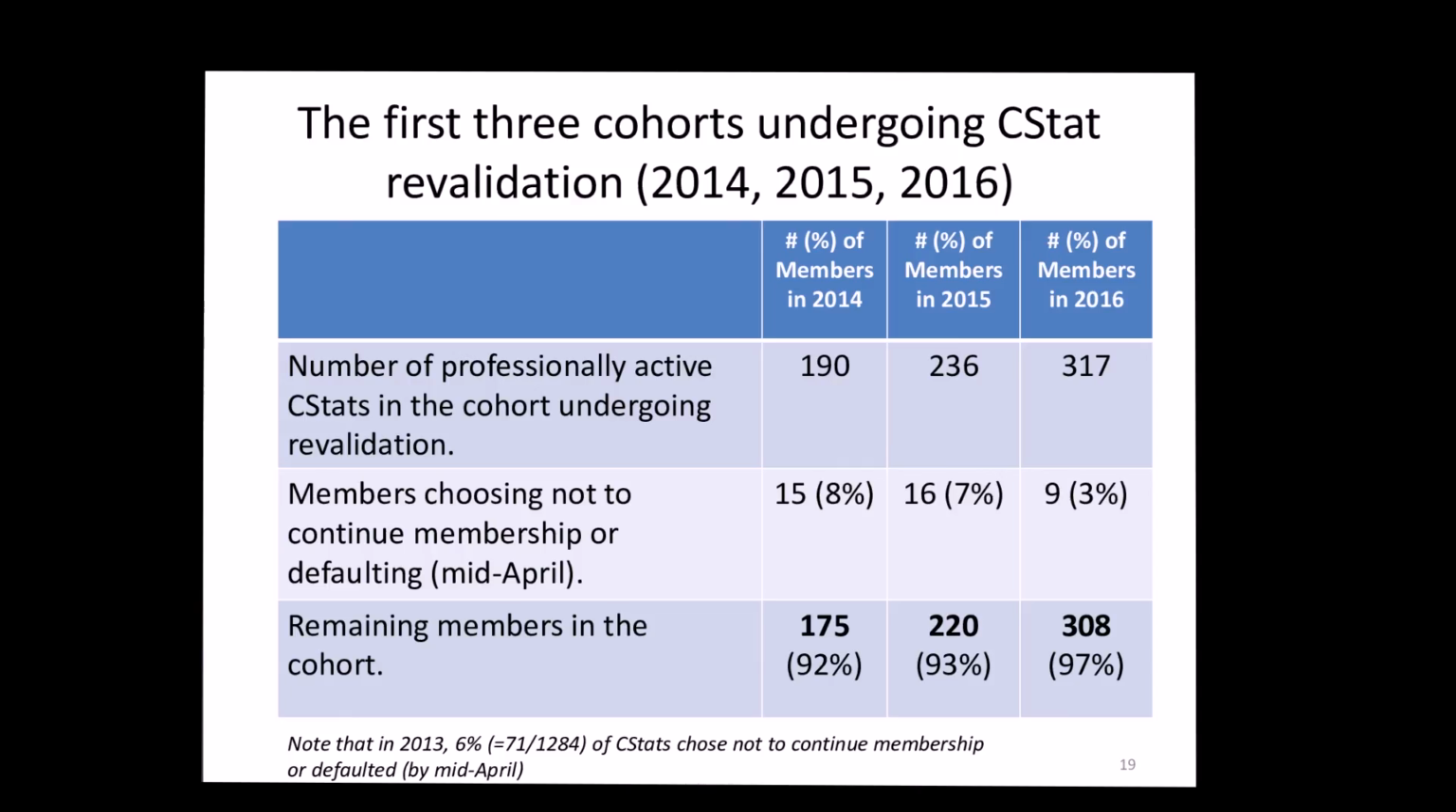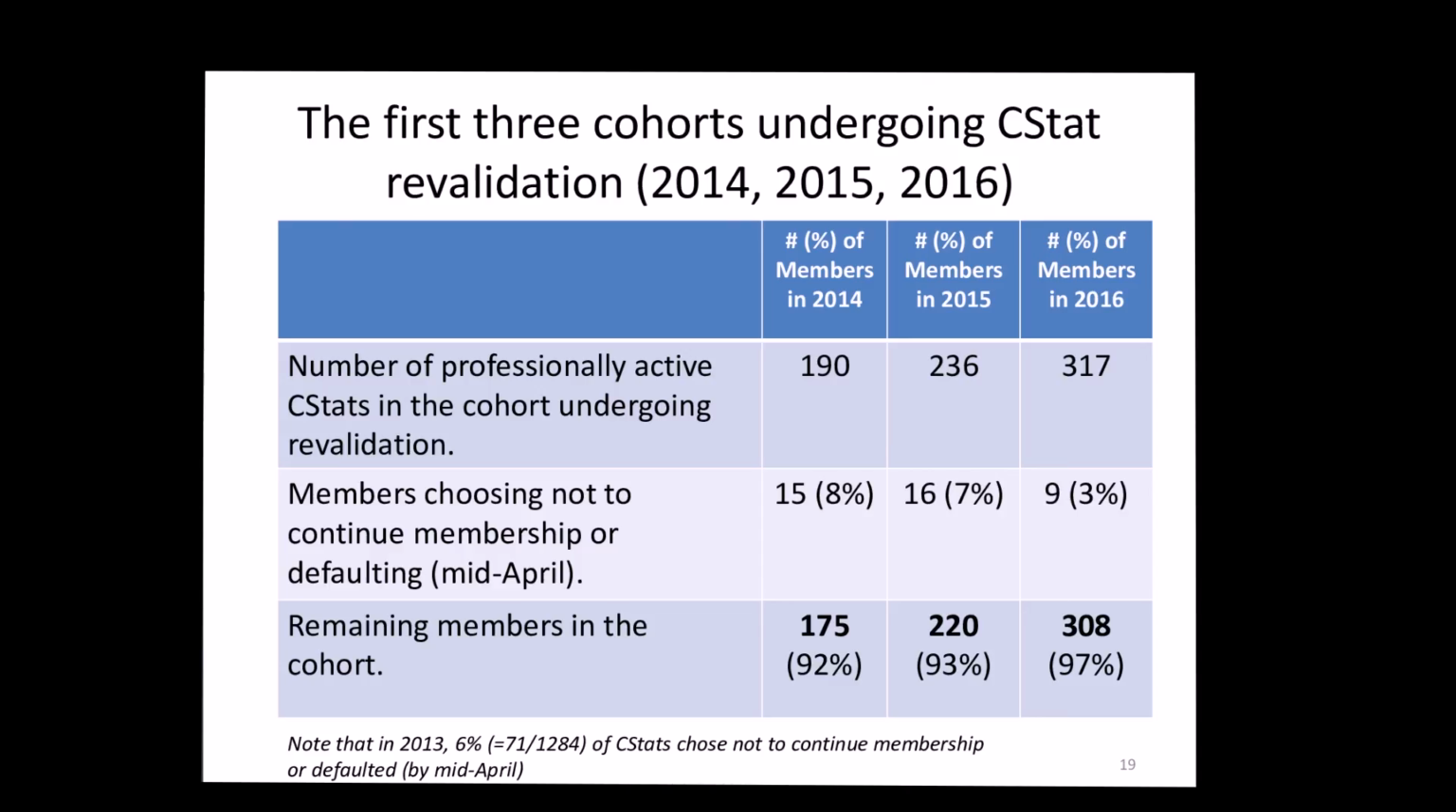Note that for now, we are discussing the process undertaken for those not holding the Chartered Scientist Award, and I'll come to that later. So the first row in this table indicates the number of professionally active CStats in the cohort undertaking revalidation, and this information is taken from the professional register in January, so captures numbers prior to the completion of the membership renewal and payment of subscriptions.